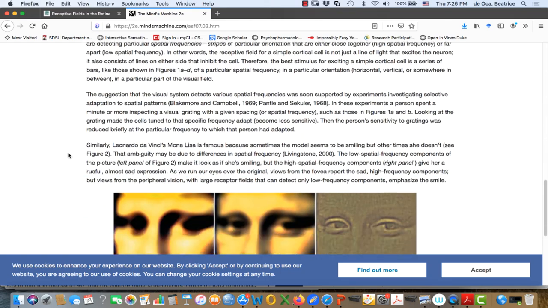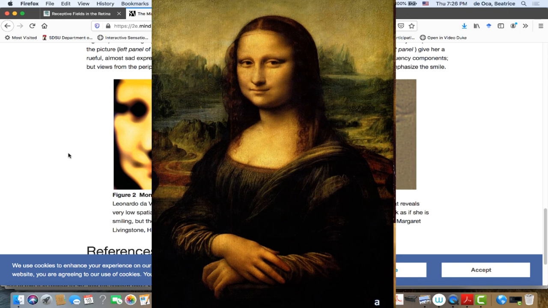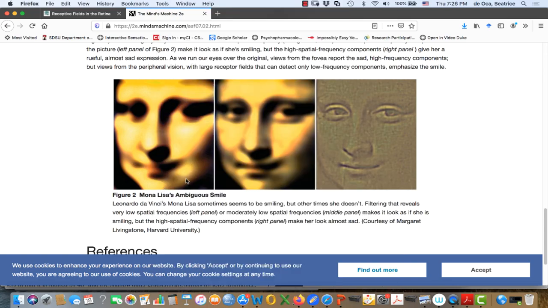Now, here's an interesting example. The ambiguity in the Mona Lisa smile is thought to be due to there being two images at the same time. There is a high spatial frequency image and a low spatial frequency image. The left has the low spatial frequency image showing a smile, and the right has a high spatial frequency image showing an expression that is not quite as clear, perhaps. It doesn't seem to engage the cheeks as much or the eyes as much, and it doesn't seem to be quite as happy.